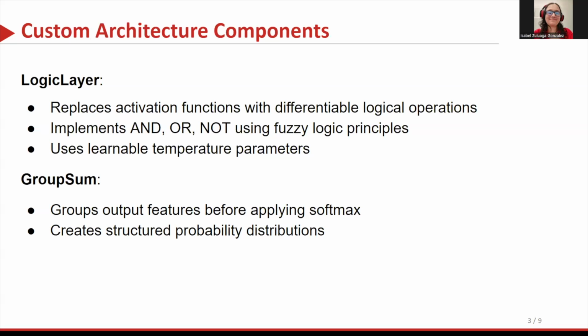The second component, the group sum, serves as a classification layer. Unlike traditional approaches that apply, for example, softmax across all outputs, group sum divides the features into groups, then applies softmax within each group, and then aggregates the results. This structure aims to produce a more interpretable probability distribution.